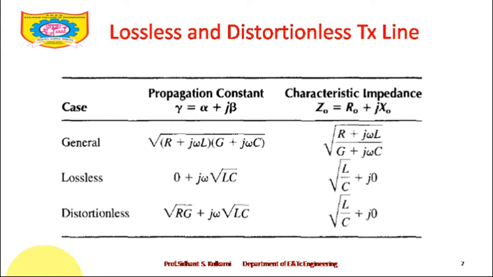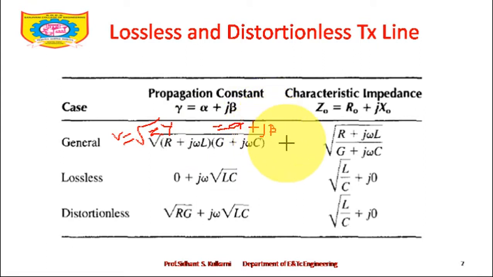Now we already know the equation for gamma in the general case. What is the gamma equation? Gamma is given by under root of ZY. So this is the equation for gamma. What is capital Z? Capital Z is R plus j omega L, and capital Y is G plus j omega C. If we put in the value, gamma can also be written as alpha plus j beta. So we have certain equations for alpha and for beta. So this is the generalized case.